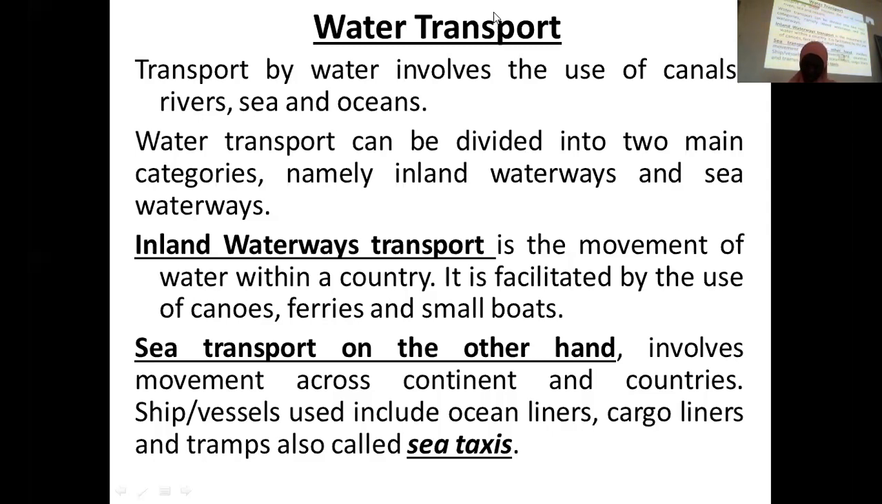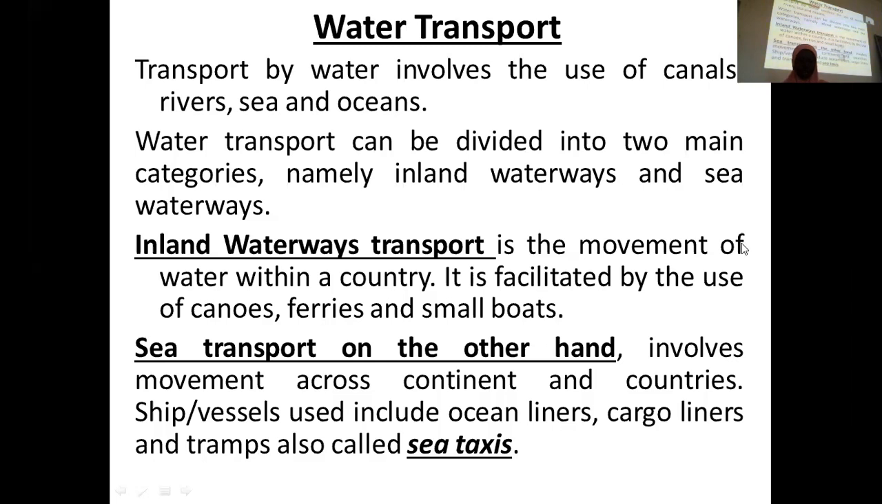I'm changing the slide. When you look at it, you can see what we call inland waterways transport. That is the movement on water within a country. It should be movement on water, not off, please. Take note of that, it's a typographic error.